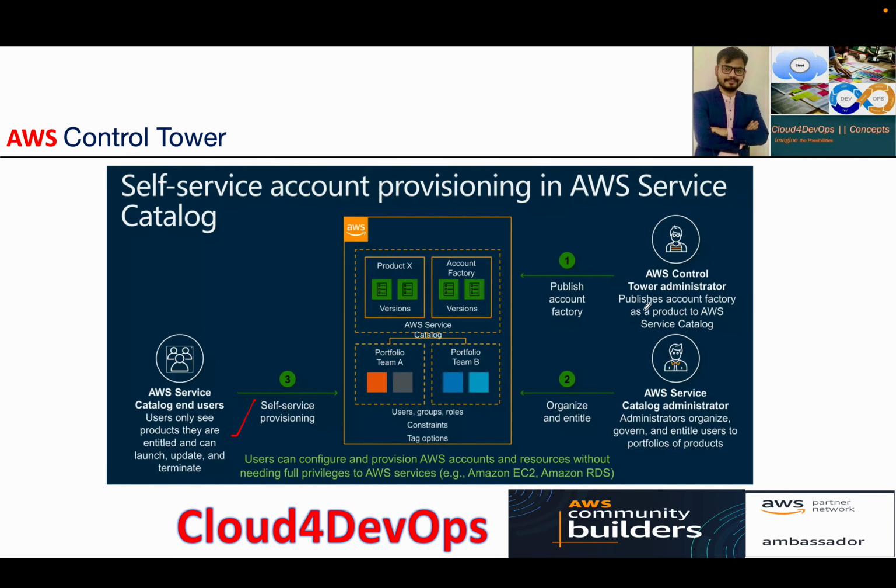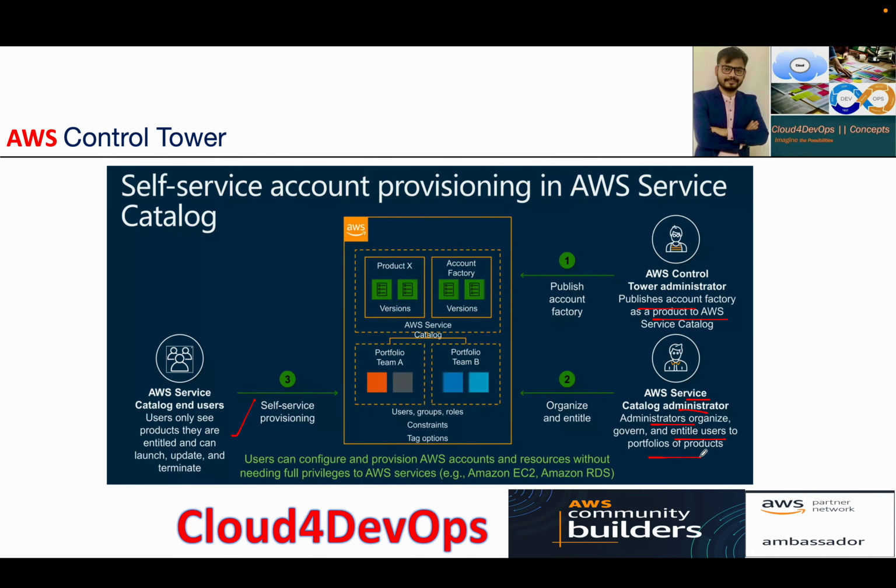So Control Tower publishes the Account Factory as a product in AWS Service Catalog, and the Service Catalog administrator organizes, governs, and entitles the users to a portfolio or a product. We call it a portfolio. Inside a portfolio, we create a number of products. That's how Service Catalog works.